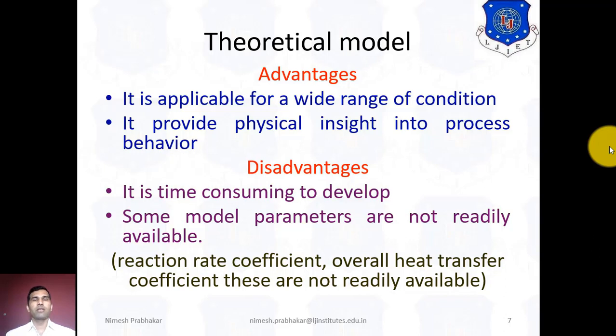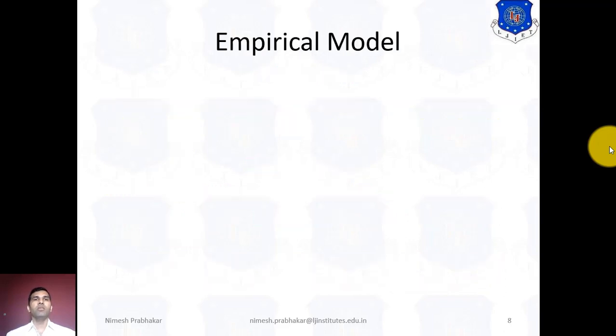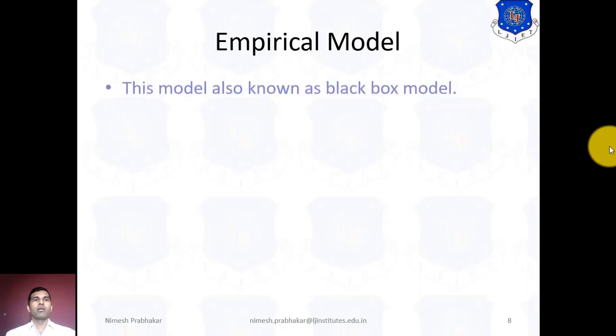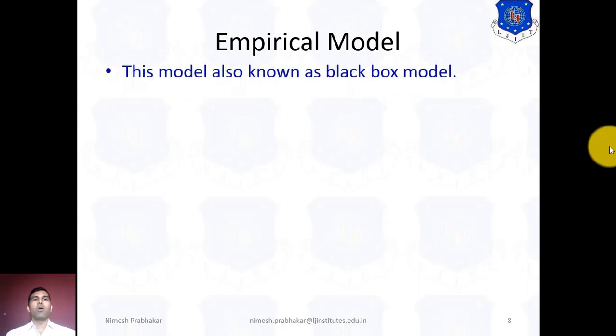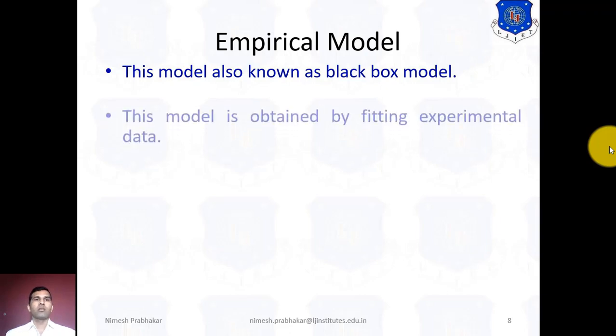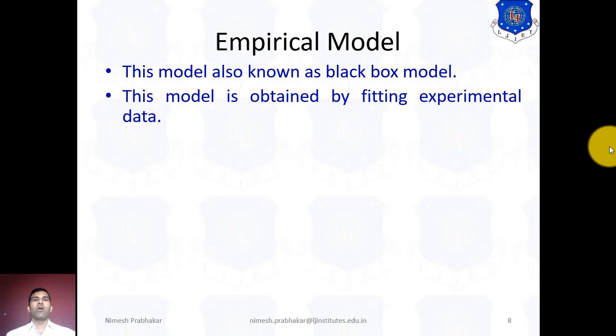Now we see the second type of model. This model is the empirical model. This model is also known as the black box model. This model is obtained by fitting experimental data.